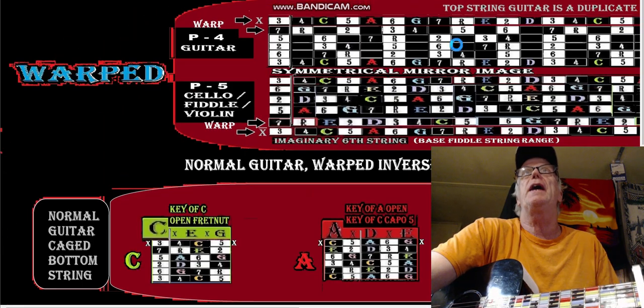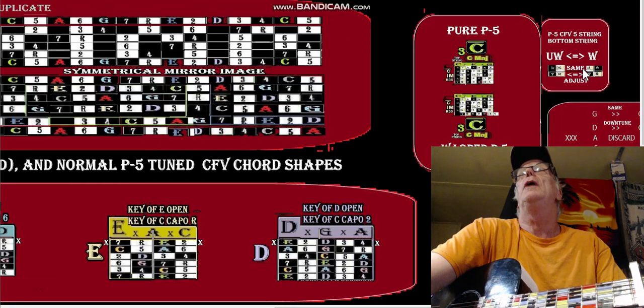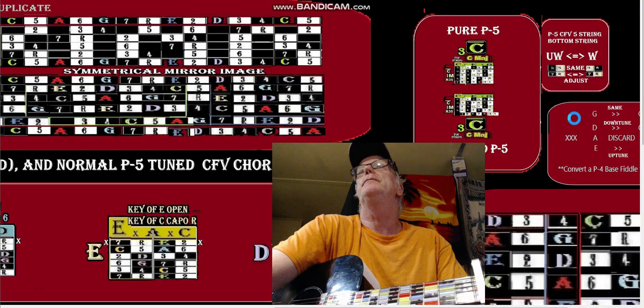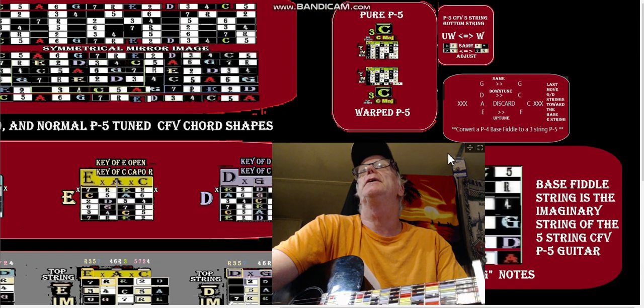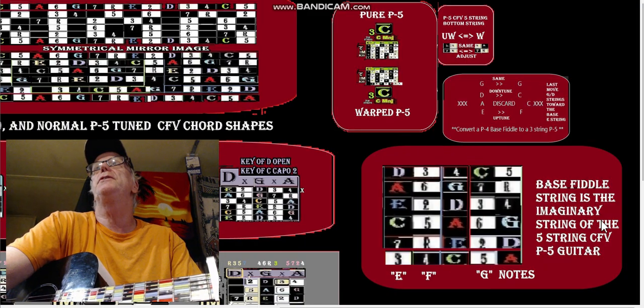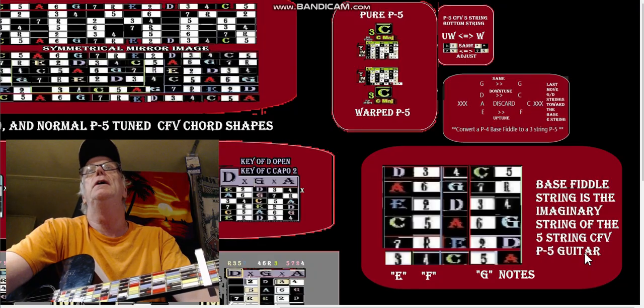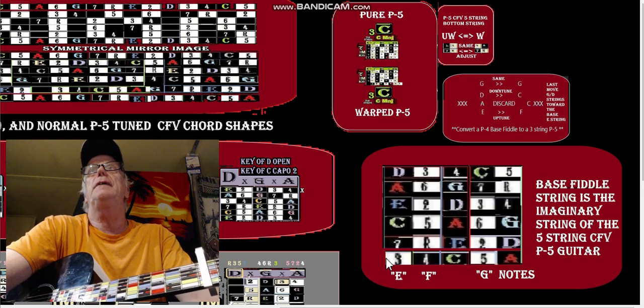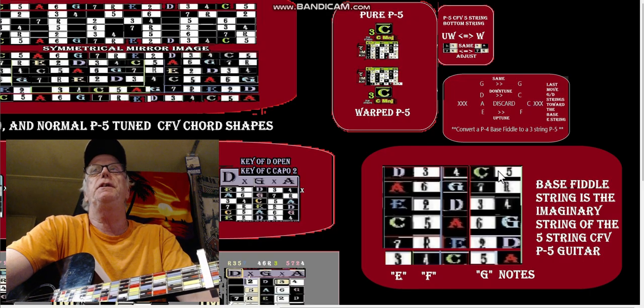P4 patterns, what's that? Right over here, what do we got over here? Probably don't have a pattern stack here yet. Bass fiddle string is the imaginary string of the 5-string CFV P5 guitar. There's a lot in one sentence there. Again, the string that I said that we're not going to have, remember I said that? This is obviously the top-down C cage. It's in P5, and that starts on the top string now, not on the bottom.